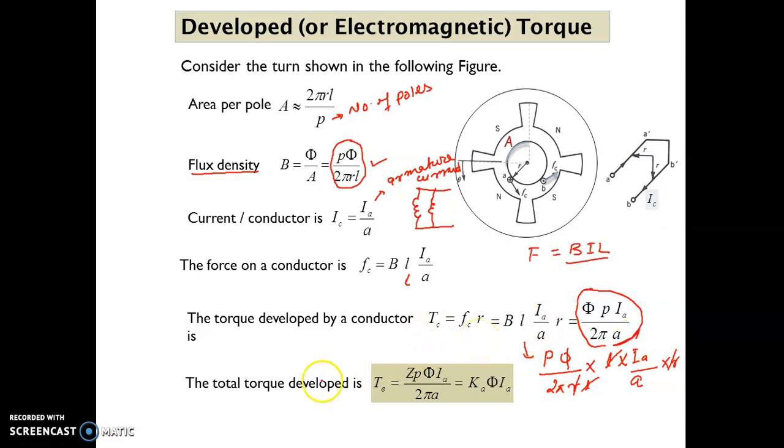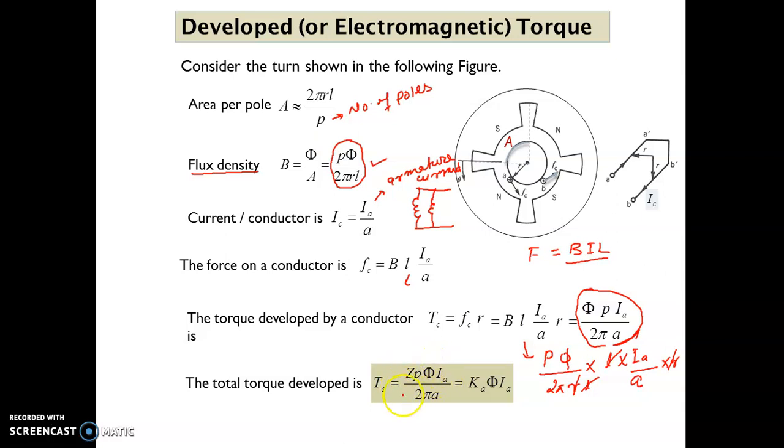Now this is the torque developed. This is for one conductor, so the total torque will be equal to Z multiplied by this, where Z is the total number of conductors.